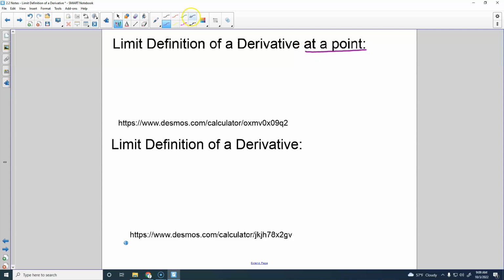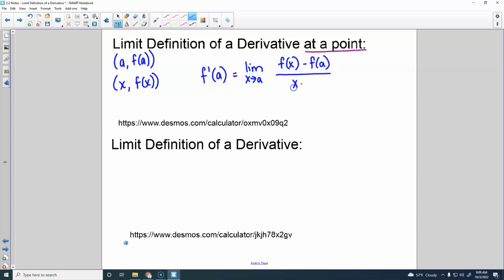So, at a point, that was finding the slope between a, f of a, and x, f of x. And so our limit definition of the derivative was that f prime of a, which means the derivative where x equals a, was the limit as x approaches a of f of x minus f of a over x minus a. That's the one that we already did. It gives you the derivative at a specific point, so at x equals 3 or at x equals 7, at one specific point.